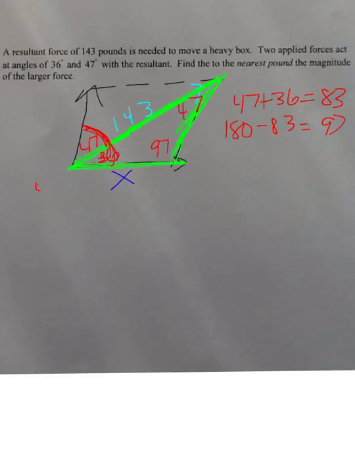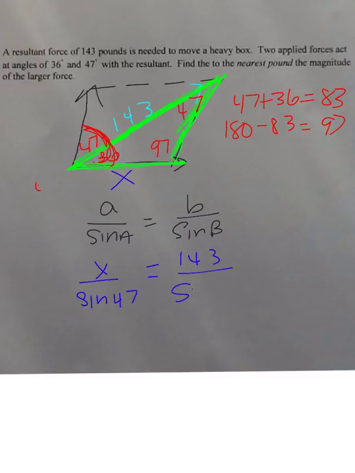So now which law can I use if I have a side, angle opposite, looking for a side, angle opposite? You guessed it, we're going to use law of sines. That's a over sine A equals b over sine B. So it's going to be x over sine 47 equals 143 over sine of 97. Cross multiply, we have x sine 97 equals 143 sine of 47. Divide both sides by sine 97.